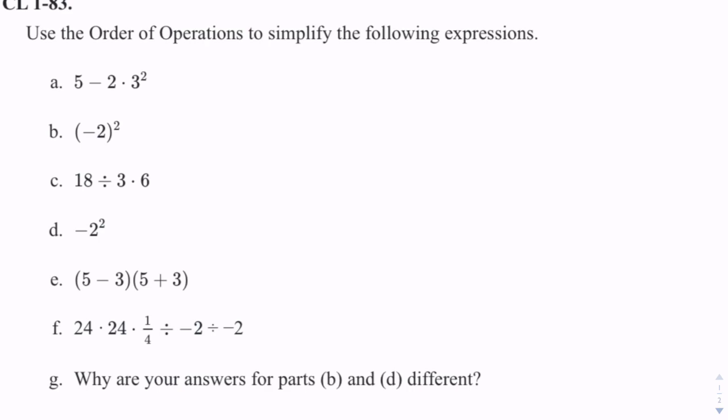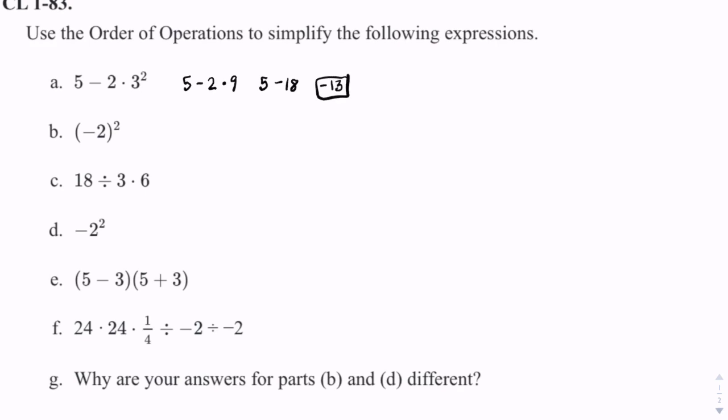For A, I have my order of operations, and I'm going to go across the page instead of down, only because there's room across the page, but you should always go down the paper. I need to do my exponents first, so this would be 5 minus 2 times 3 squared, which is 9. Then order of operations says I do my multiplication before my subtraction, so it's 5 minus 2 times 9, which is 18. And then I subtract, and I get negative 13.